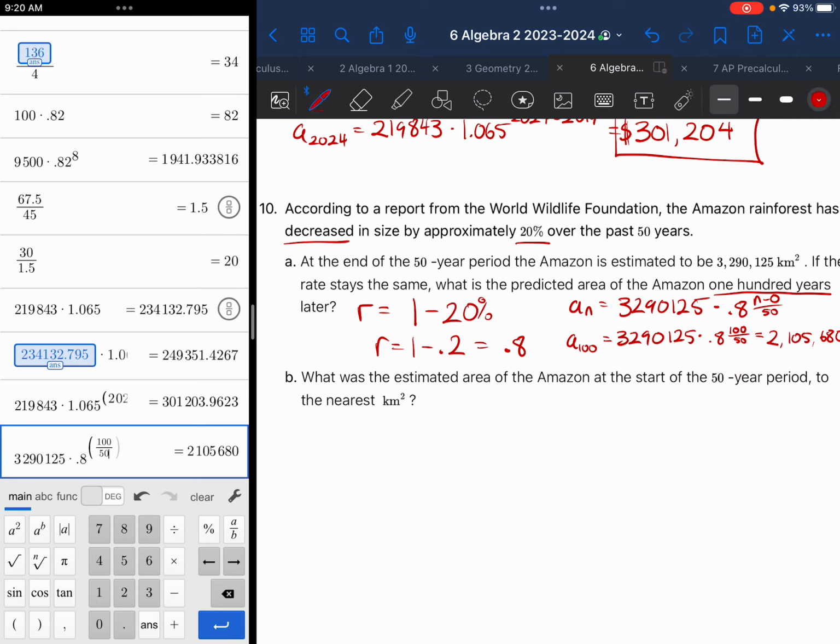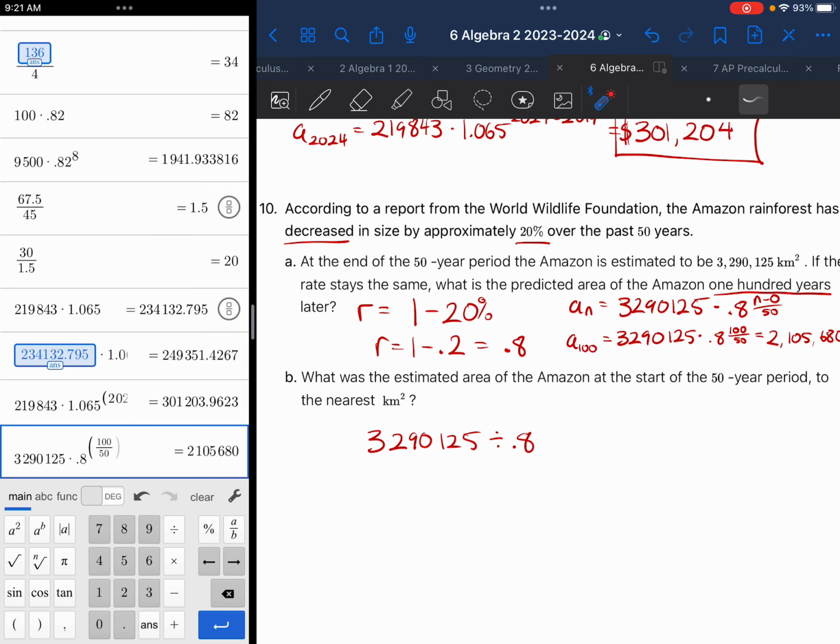So the way that we can do that is we can just go backwards. We can say, instead of up here, what we did was we multiplied this number by 0.8 and then by 0.8 again, because this was 2 of these 0.8s. But instead of multiplying by 0.8 to go into the future, I'm going to take this number, 3,290,125, and I'm going to go backwards, and I'm going to divide by 0.8, and that will go 50 years into the past.